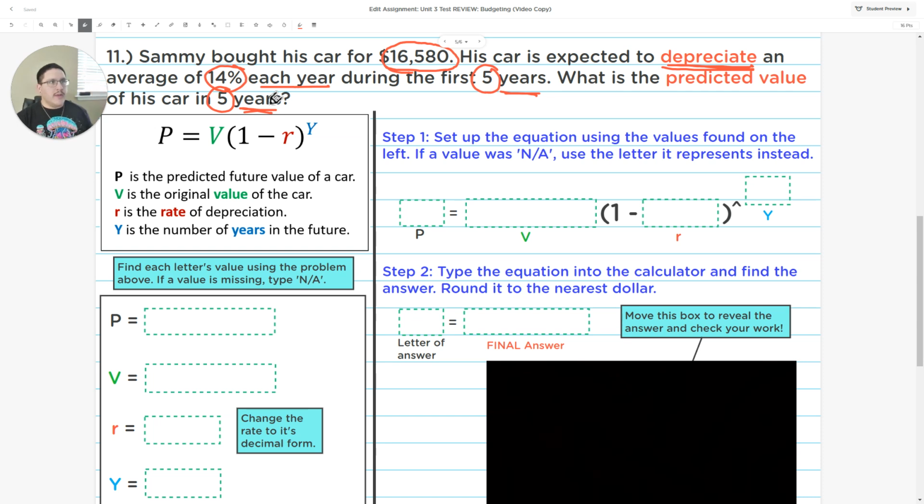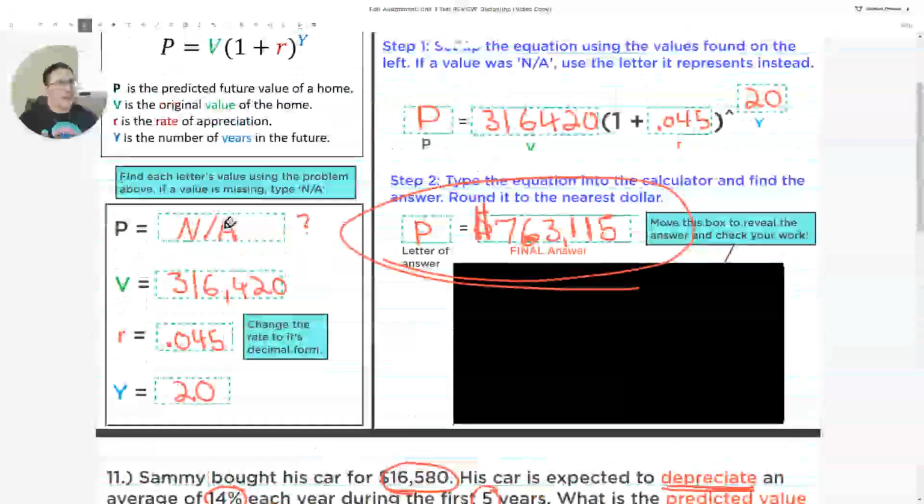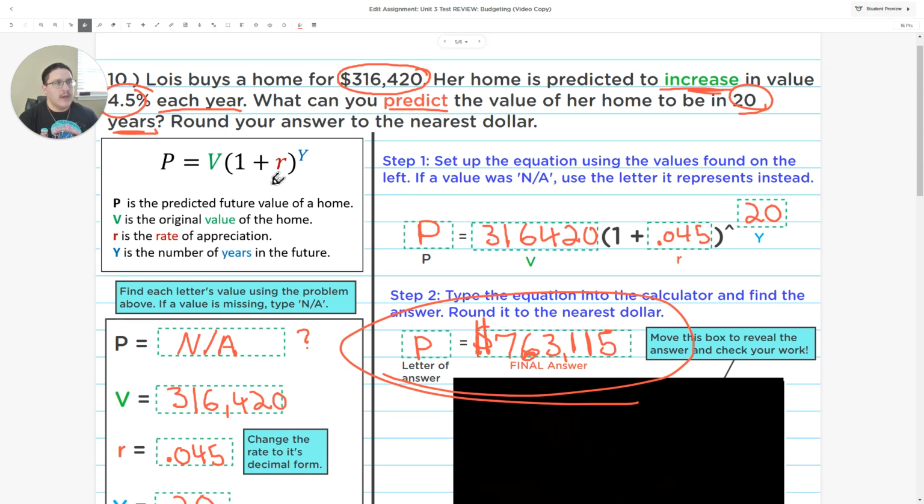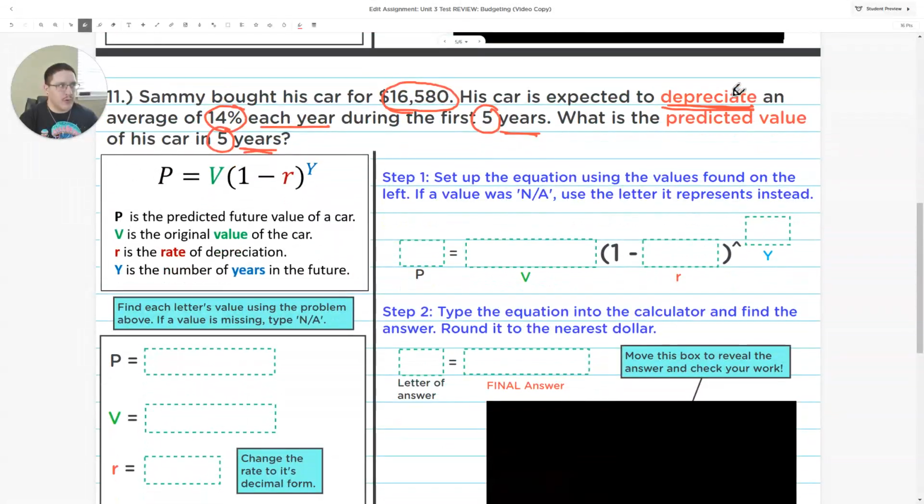So, we're trying to predict a value that's going to happen later on in the future. Now, this value, the car value, is depreciating in value. So we have a future value problem for something that depreciates. If you did problem 10, increasing in value means that we use the future value formula with a plus sign. But because we have a depreciation problem, we use the future value formula with a minus sign.